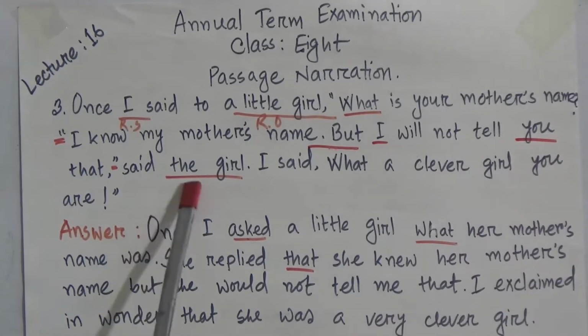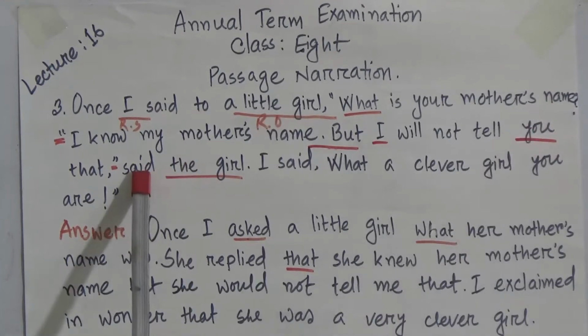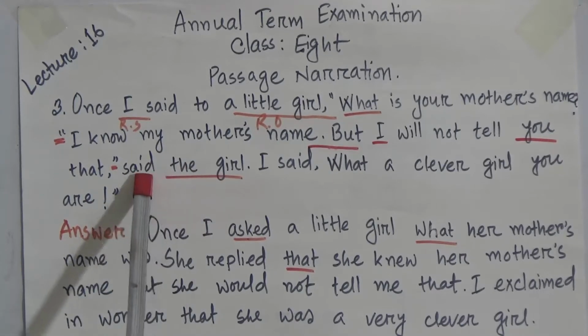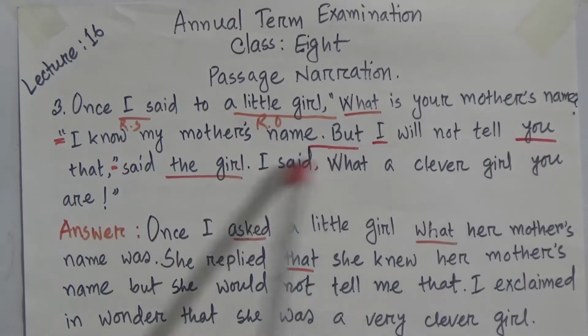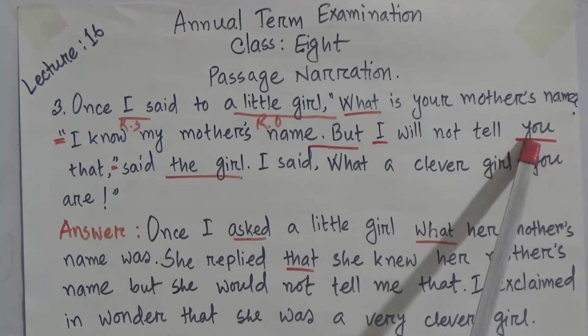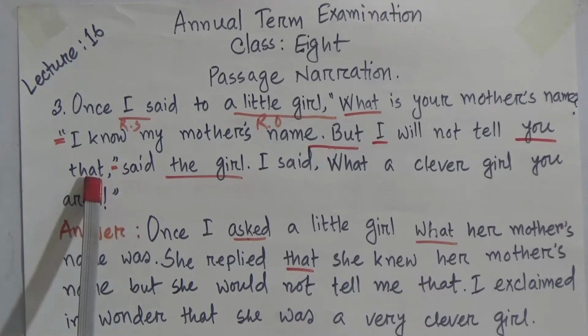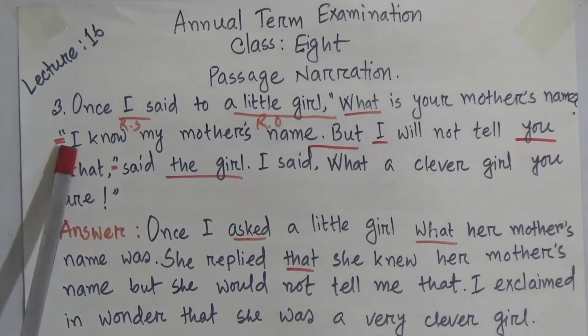So the second form of this person would be changed according to the object of the reporting verb. So the little girl said to whom? To me. So what is the subjective form of me? I. And it's in the objective form, you. So we have to convert that I to me. That would be converted to that.